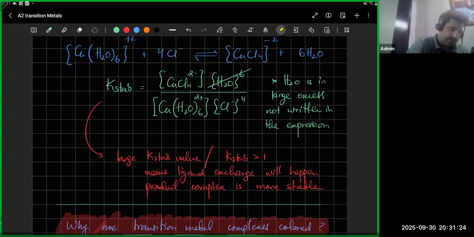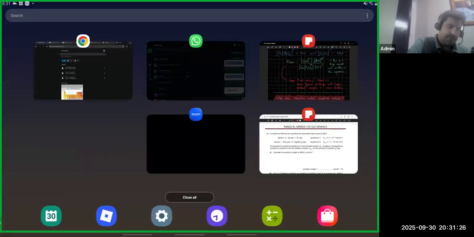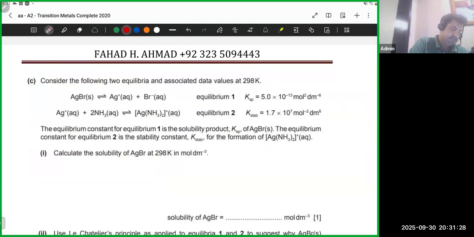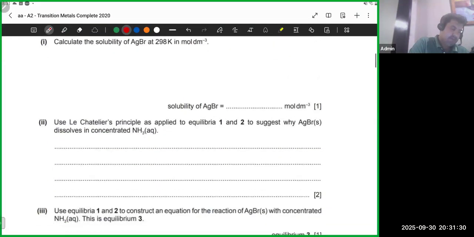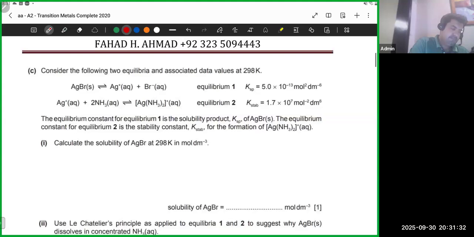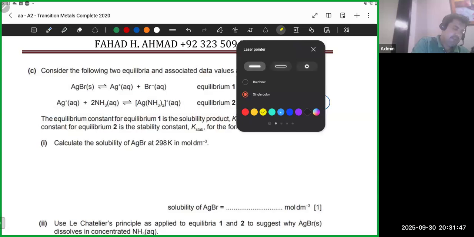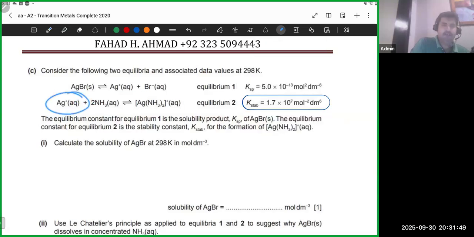So going back to this, this is your K-stab given for a ligand exchange reaction. So it's silver with water. Okay, so you have silver with water. It's going to be a complex.